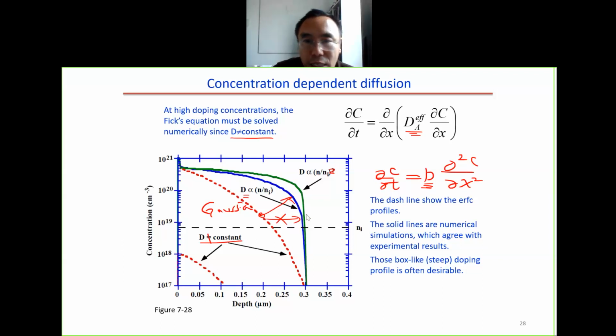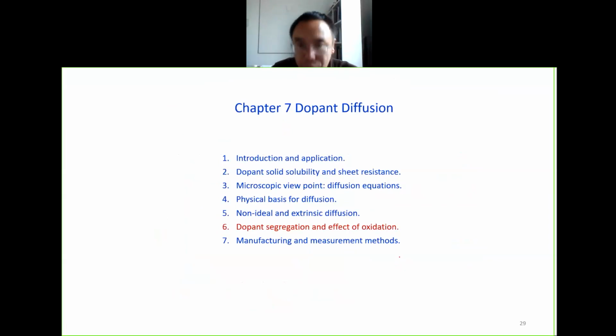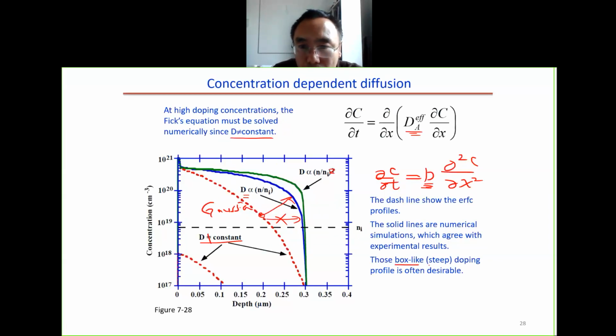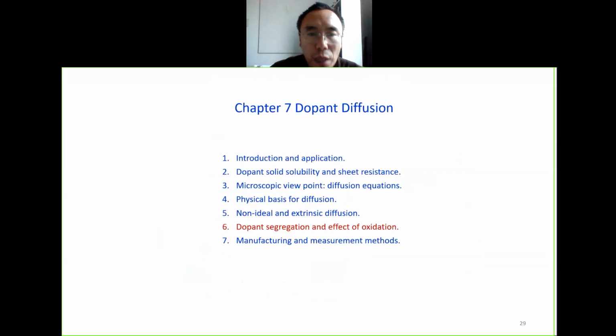So you can see here, what do you see here? We have this box-like, very steep doping profile. This steep doping profile is often desirable. Now we look at the dopant segregation and the effect of the thermal oxidation.